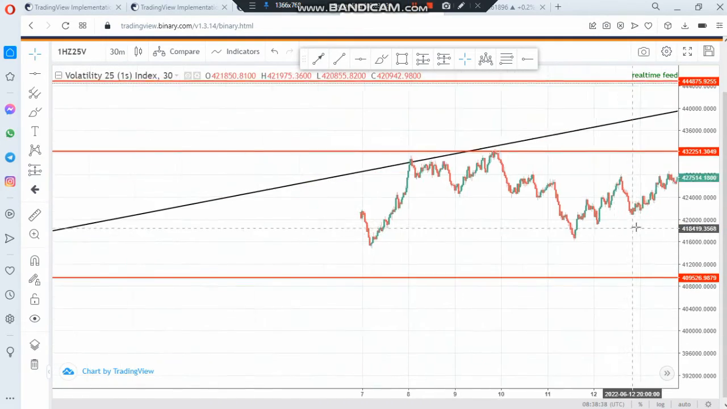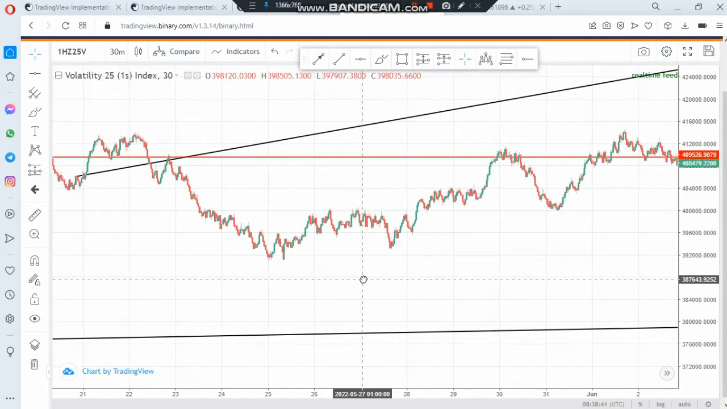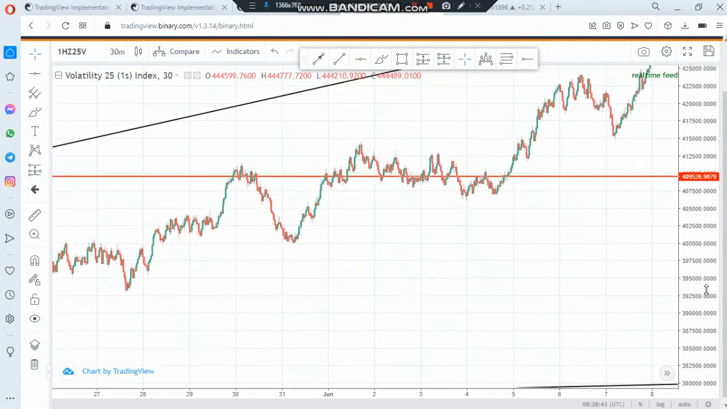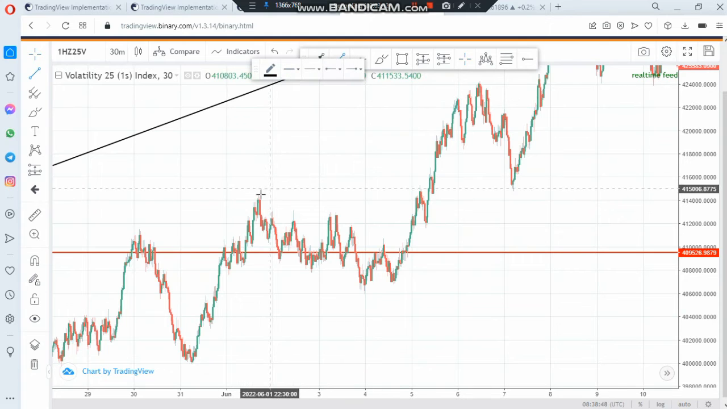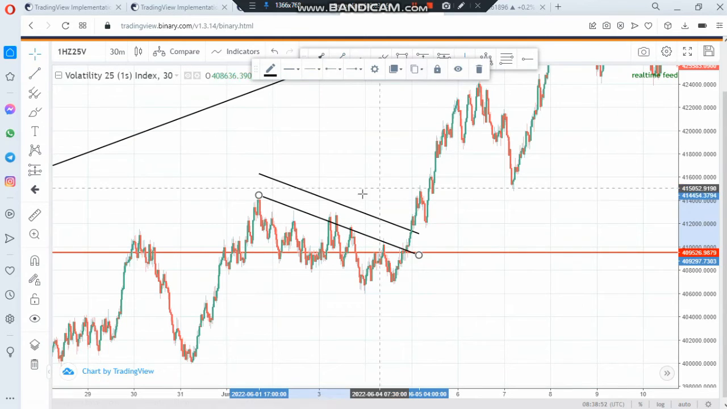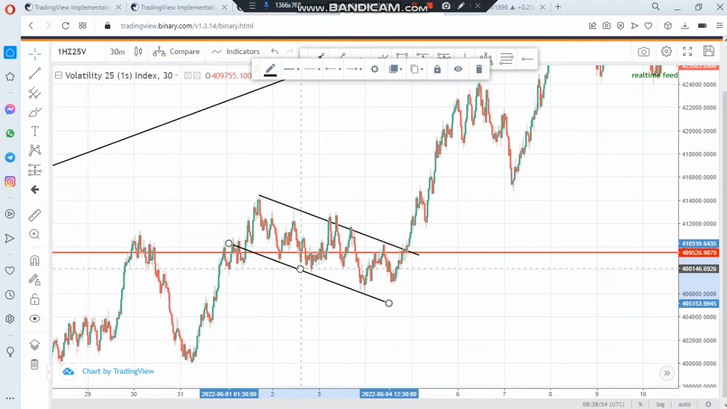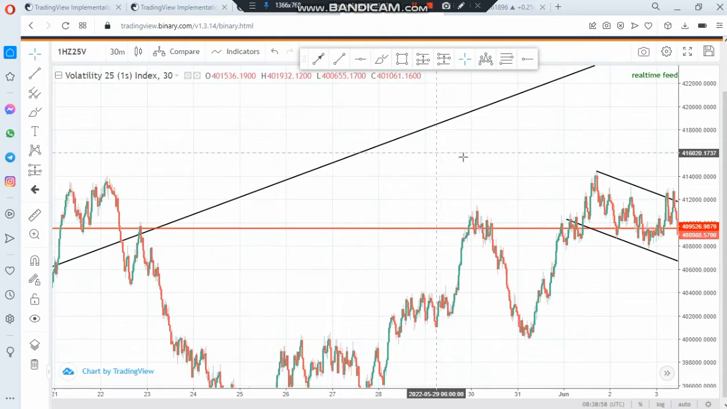So I'm here on the 30 minutes time frame. Let's go a little bit below. I want to show you something. I think we may start from this area. As you can see, we can draw a trend from here. This is a trend. We come here. Yes, so you have something like this.